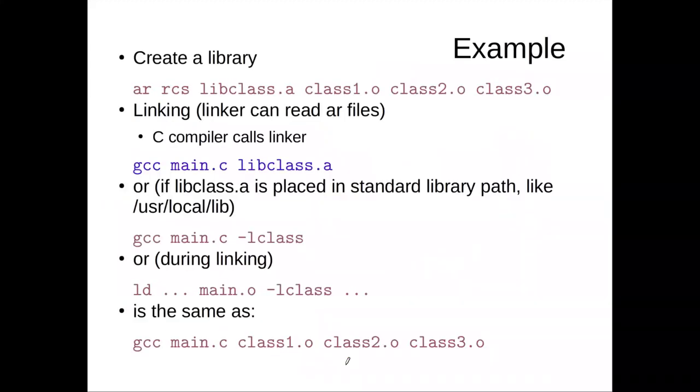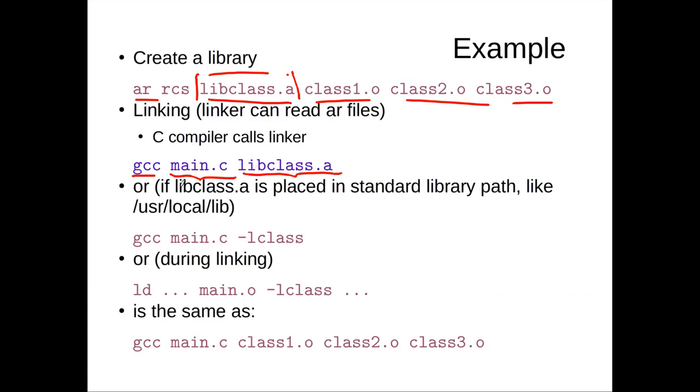So here are a couple of examples. You can do it yourself. You can use the ar tool, take a bunch of object files and create a static library collecting those object files together. And both Unix linkers and compilers can read those libraries. For example, you can invoke the GCC compiler saying, I will take my C file and link it against the libclass.a static library.